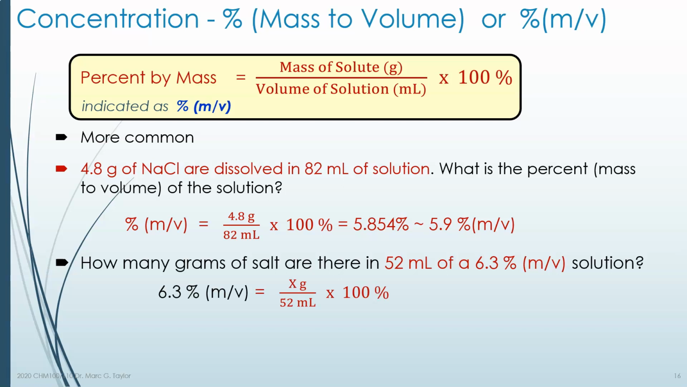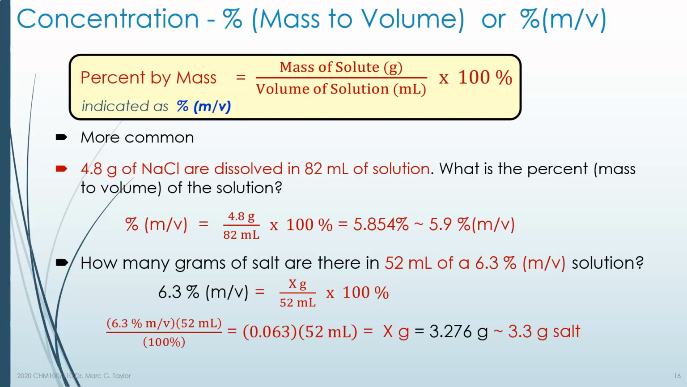We know the concentration percent by mass is 6.3% mass to volume. We know the volume of the solution is 52 mils, and then we stick those numbers in, and we also have that times 100%. And now we're going to solve for x, so we need to rearrange our equation. So the 100% will go to the bottom of the left side of the equation, and the 52 mils will go to the top, the numerator of the equation. And that merely gives us 6.3% times 52 milliliters divided by 100%.